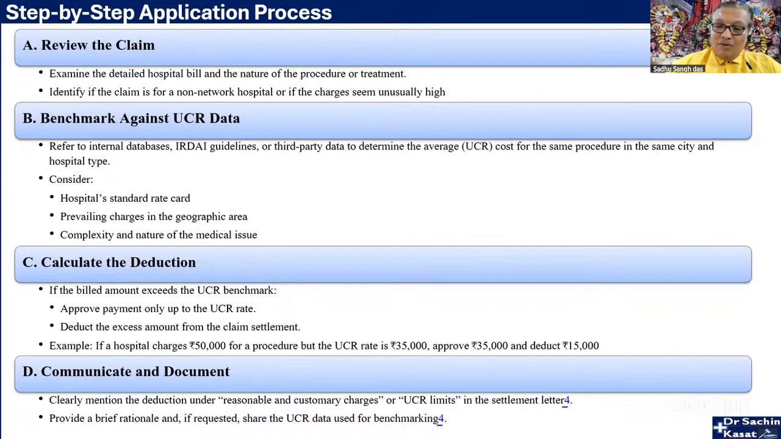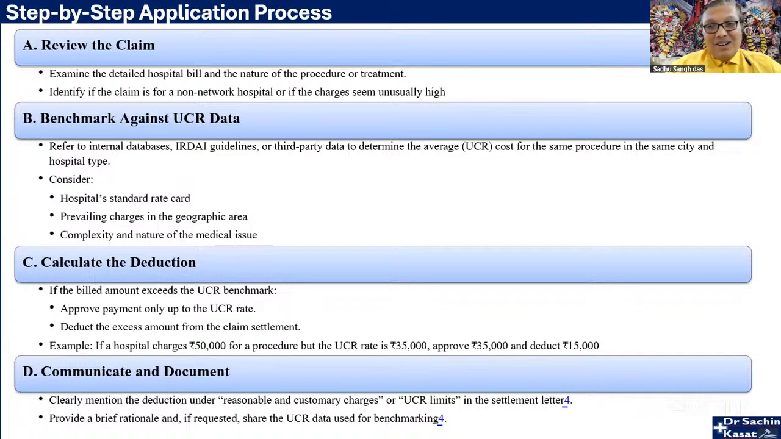Then, if you know that the charges are high, you have to refer to the internal database, IRDAI guidelines, or some third-party data which is also available nowadays, to determine the average cost for the same procedure, same city, and same hospital type. So suppose the treatment is taken in say Vishwaraj Hospital, you cannot apply the charges of say Kamal Nayan Bajaj Hospital of Sambhajinagar for that.